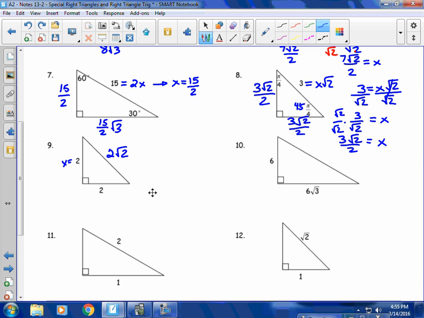So what type of angles do 2 radical 2 triangles have to have? That's always the 45, 45, 90 triangle. Remember, the angles have to be the same as the legs are. And the sides opposite an angle are always equal.